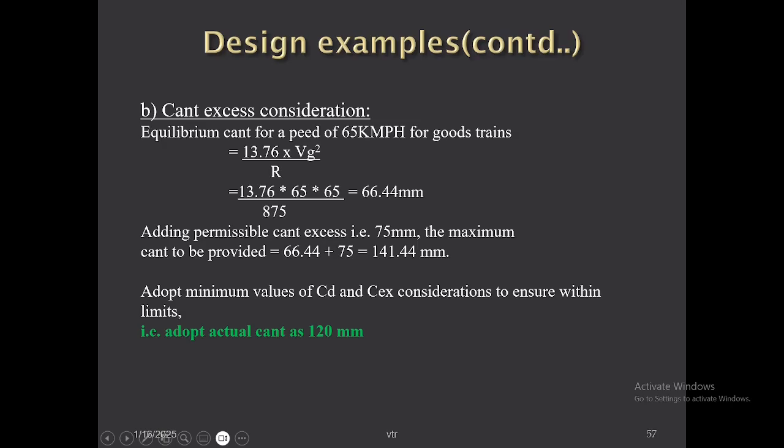The actual cant excess, when you are providing 120 mm instead of 140, is 40 mm less. That means around 30 mm only of cant excess will be there. So this is safe. So now the actual cant to be provided is 120 mm.